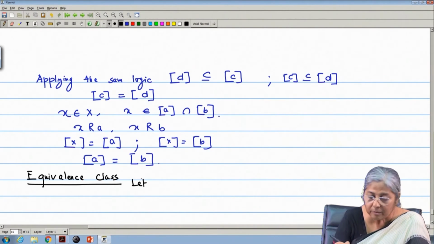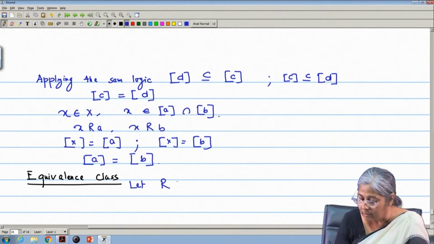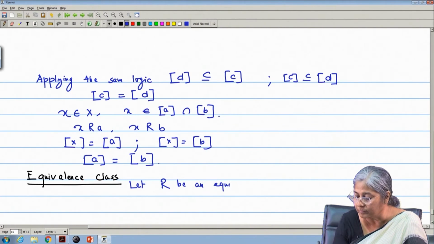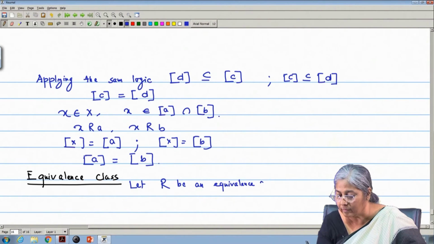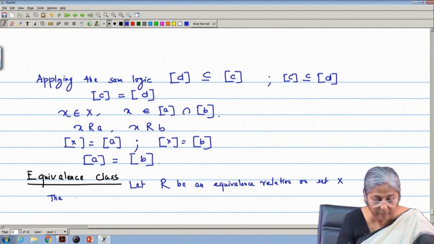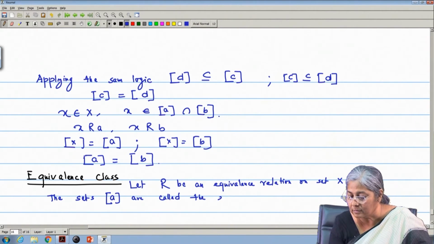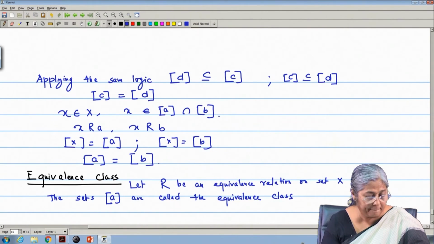So, let R be an equivalence relation on set X. Then all the elements related to a, which we have defined as the set [a], are called the equivalence class. Equivalence classes.